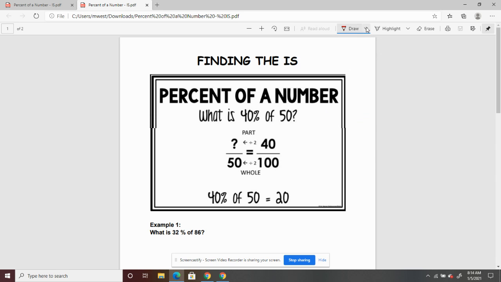This video is going to be on finding the is. We can look at this example right here where the percent of a number. What is 40% of 50? If you look at the top, in the intro, it was the part over the whole. So it's the part of the total number and then the percent over 100, which is the whole percent. In the previous ratios that we did, I told you to circle one, and then you would multiply these and then divide by 100, which would give you the 20.